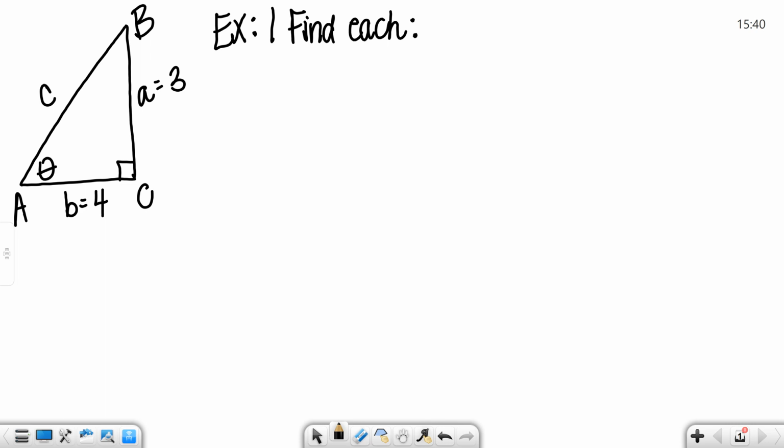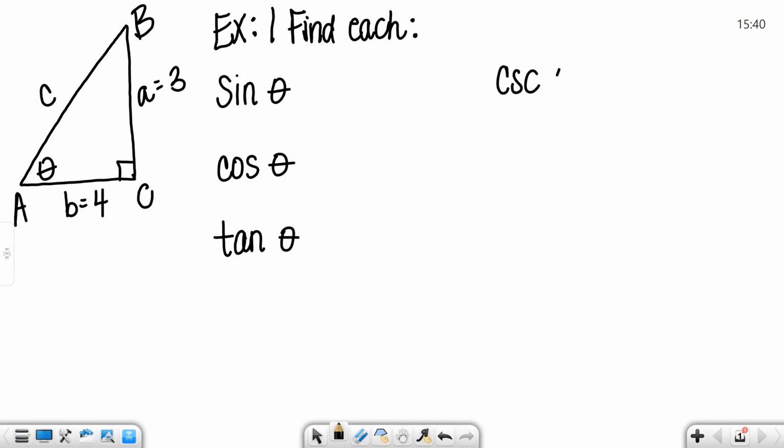All right, so those 6 trig functions would be the sine of theta, the cosine of theta. Okay, that's the first 2. Then we have the tangent of theta, SOH CAH TOA, there we go. Now, the reciprocal of sine is cosecant, so I like to write it beside it. The reciprocal of cosine is secant, and the reciprocal of tangent is cotangent. All right, so we have to find each of these. Awesome.